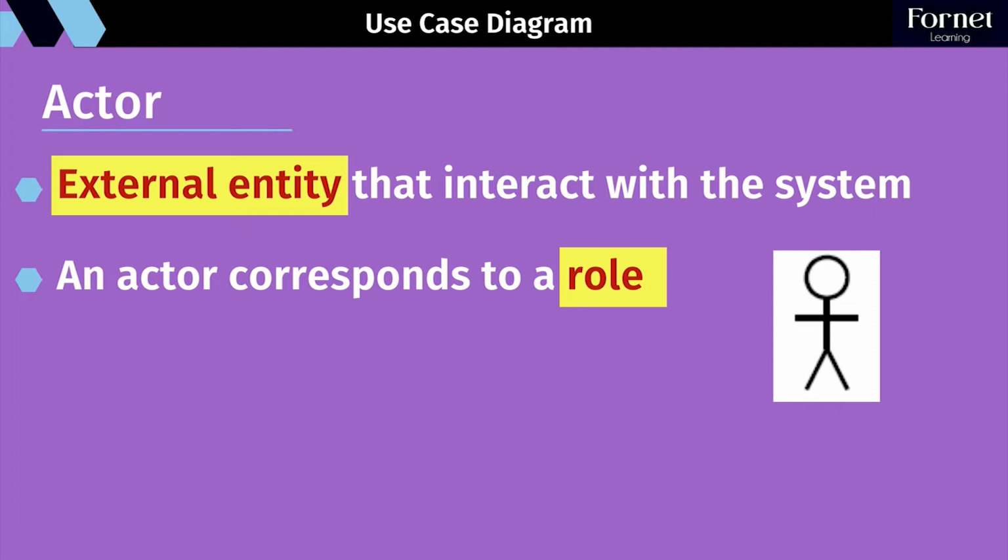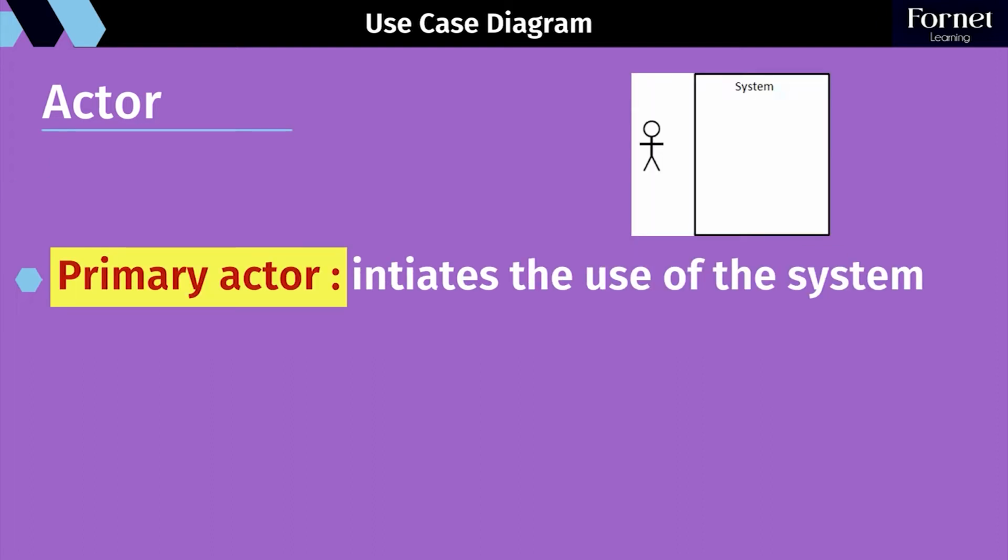For example, a person Jack can use an online shopping site as administrator to manage the site users, but also as customer if he wants to purchase products as well. So here we usually represent the actor with a human shape. There are in fact two types of actors.